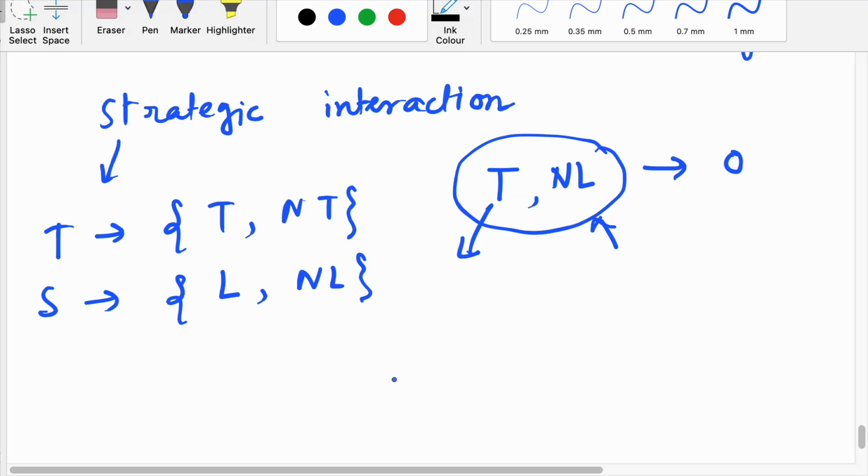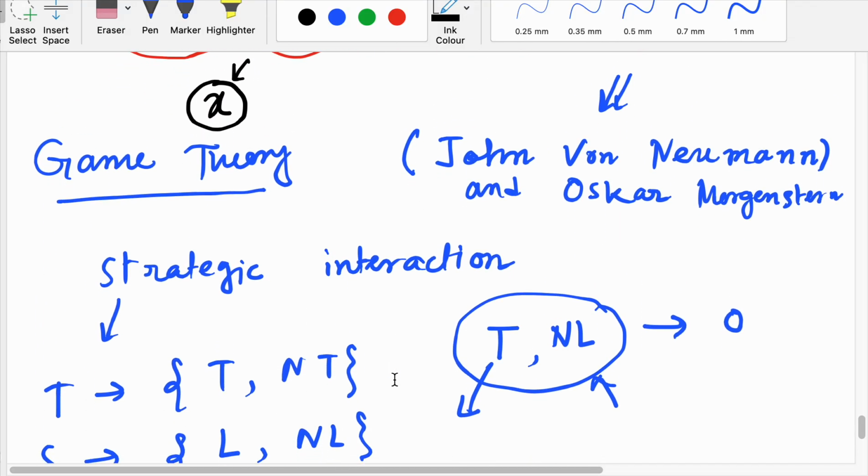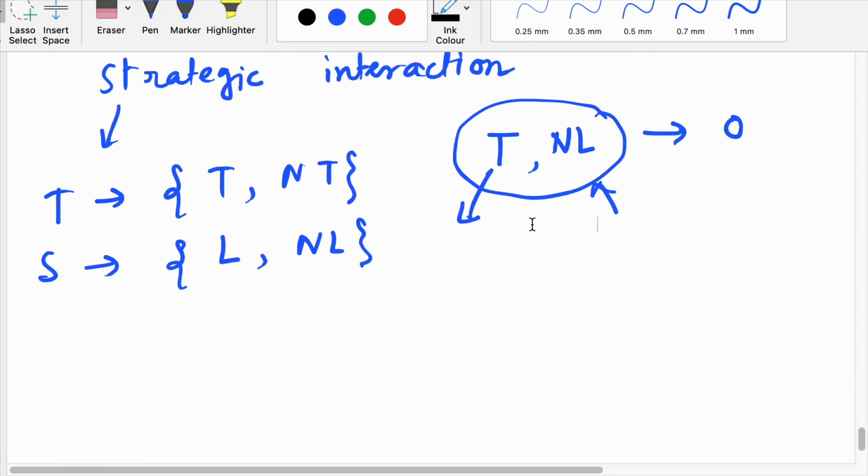Now, these two gentlemen, John von Neumann and Oscar Morgenstern, in their book mathematized how we could write a mathematical formalism for the outcome when a teacher and student interact, and in which way they should act so that they both maximize their payoff.